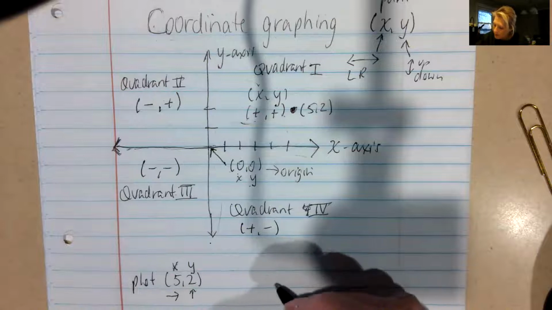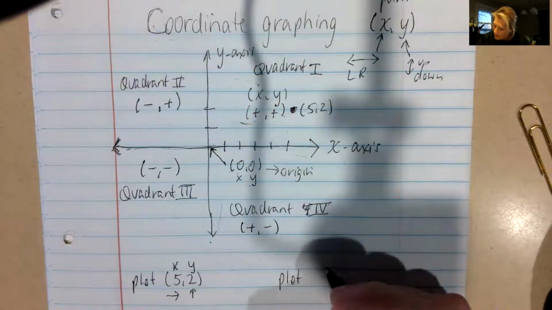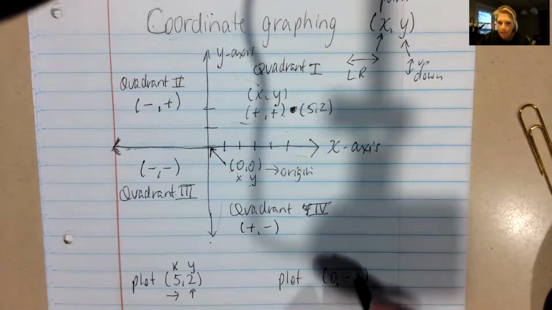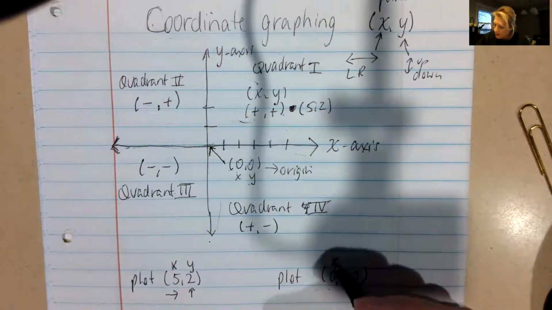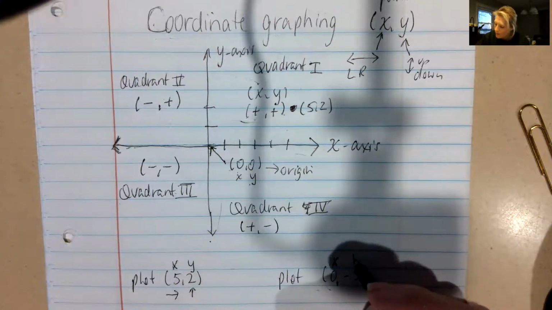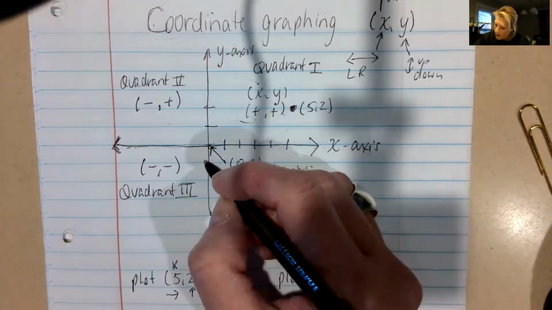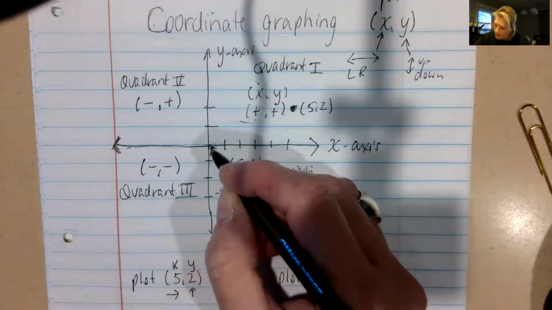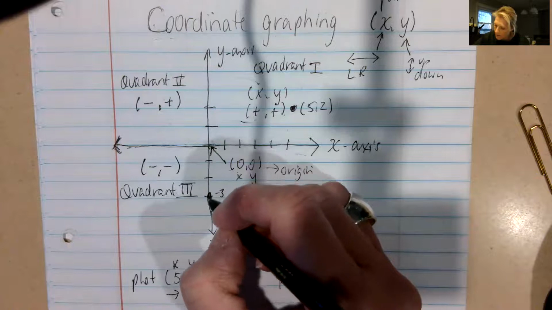If you were going to plot the point 0, -3, then X is at 0. So you're right here, you're not going left or right. And then you're going to go down 3. So you're going to go 1, 2, 3 down to -3. X is at 0, and there's that point.